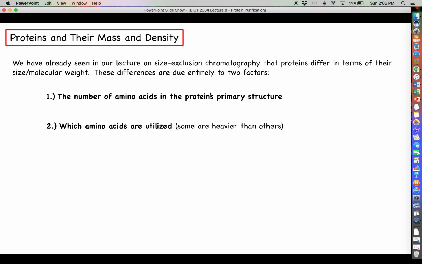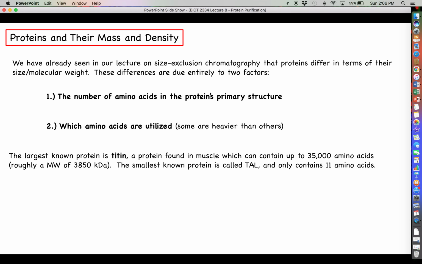And then the second aspect that we've talked about also is, okay, which amino acids are you utilizing? So if you have two different proteins that both contain a total of 100 amino acids, that by no means means that they're both going to have exactly the same molecular weight. We've already seen that glycine is the lightest amino acid and tryptophan is the heaviest. So if you have a protein that is made up of 100 tryptophans, it's going to be a lot heavier than a protein that's made up of 100 glycines.